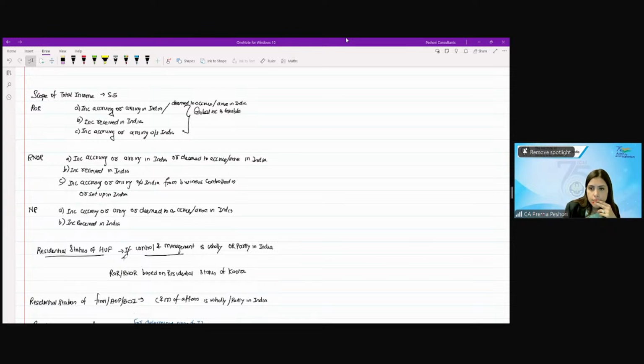Ma'am, it will be deemed to accrue in India. It will be deemed to accrue or arise in India. But in the first place, whether it is accruing in India, deemed, okay, fine. You are correct. But whether it is accruing in India or it is accruing in US. Where is it accruing? Ma'am, accrued outside India. Okay, outside India. So what is the basis that we are looking at to determine where is the income accruing?